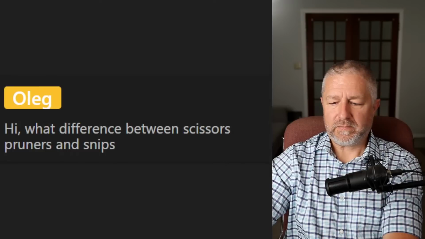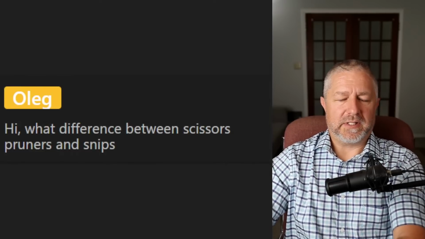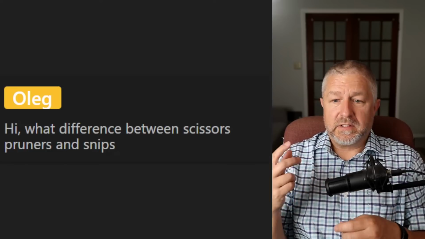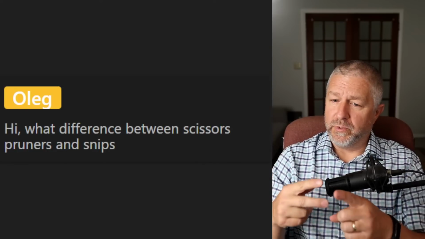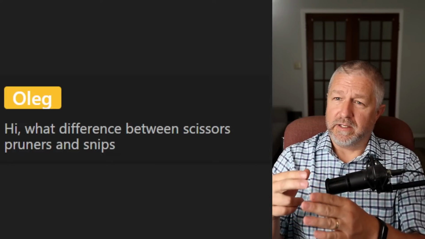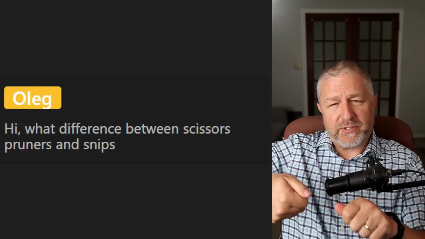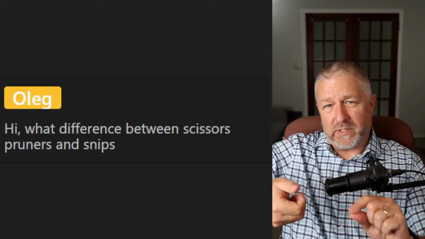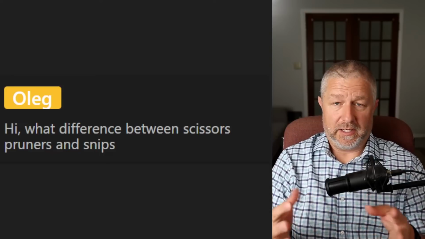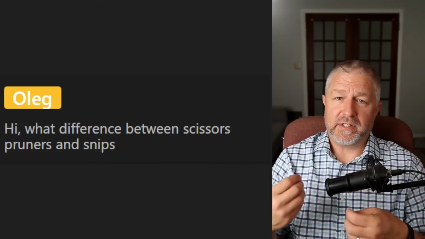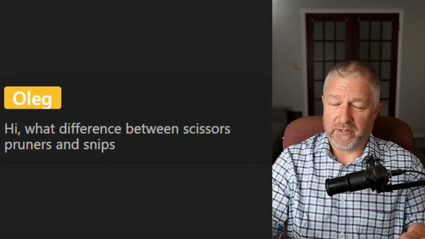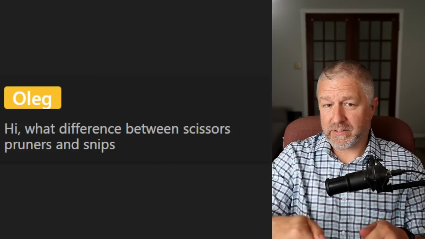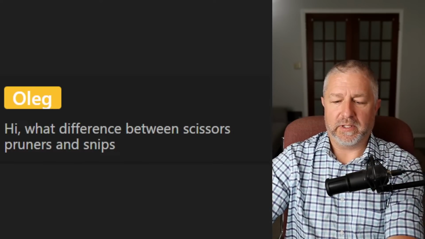We'll see. Oleg, hi, what is the difference between scissors, pruners, and snips? So for me, scissors cut paper, pruners cut branches and stems of plants, and snips are used to cut metal. So if you have really thin metal, you can use snips. We sometimes call them tin snips. So for me, in my part of the world, in English, scissors cut paper and other paper type things, string, like you would use scissors in a house. Pruners are for plants and snips are for cutting really, really thin metal.